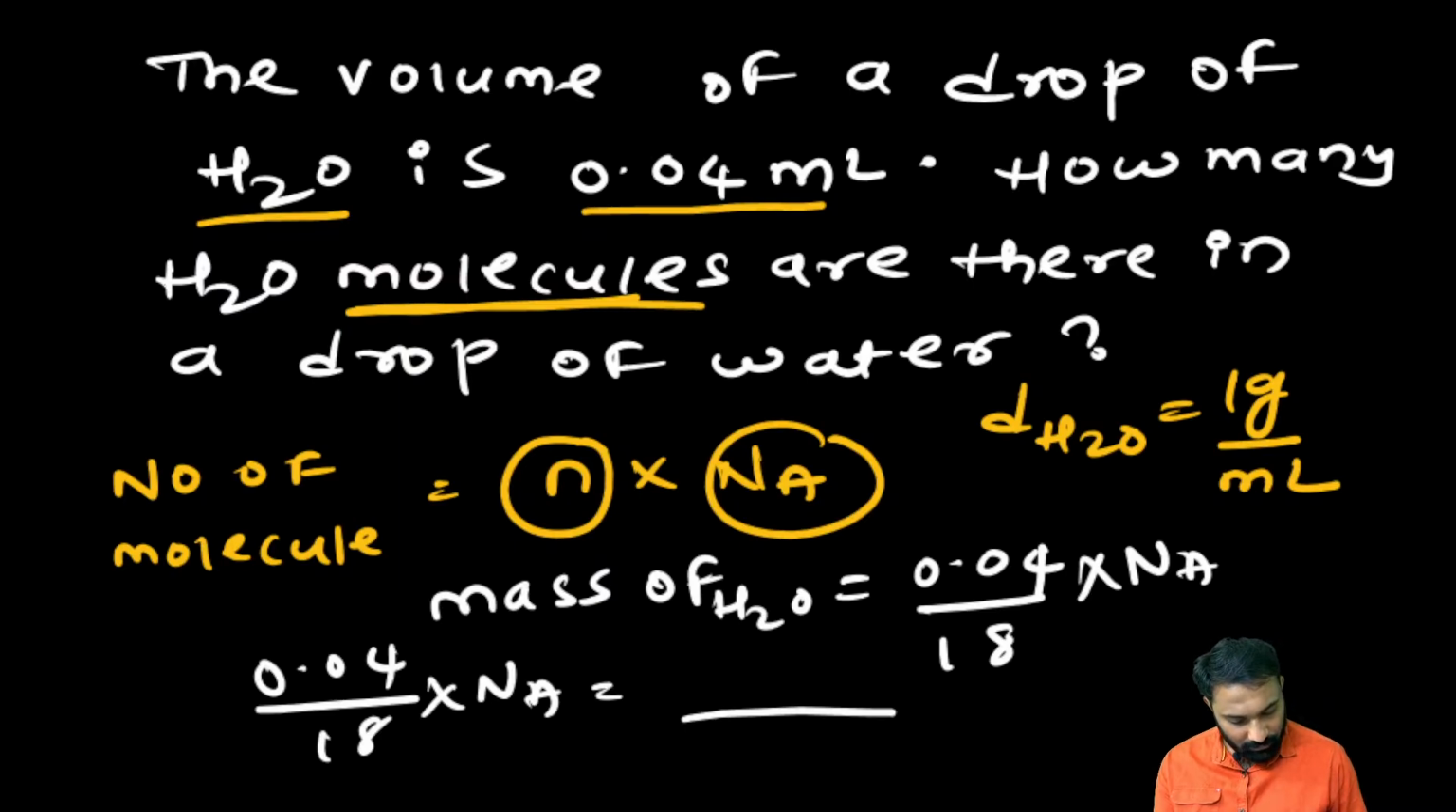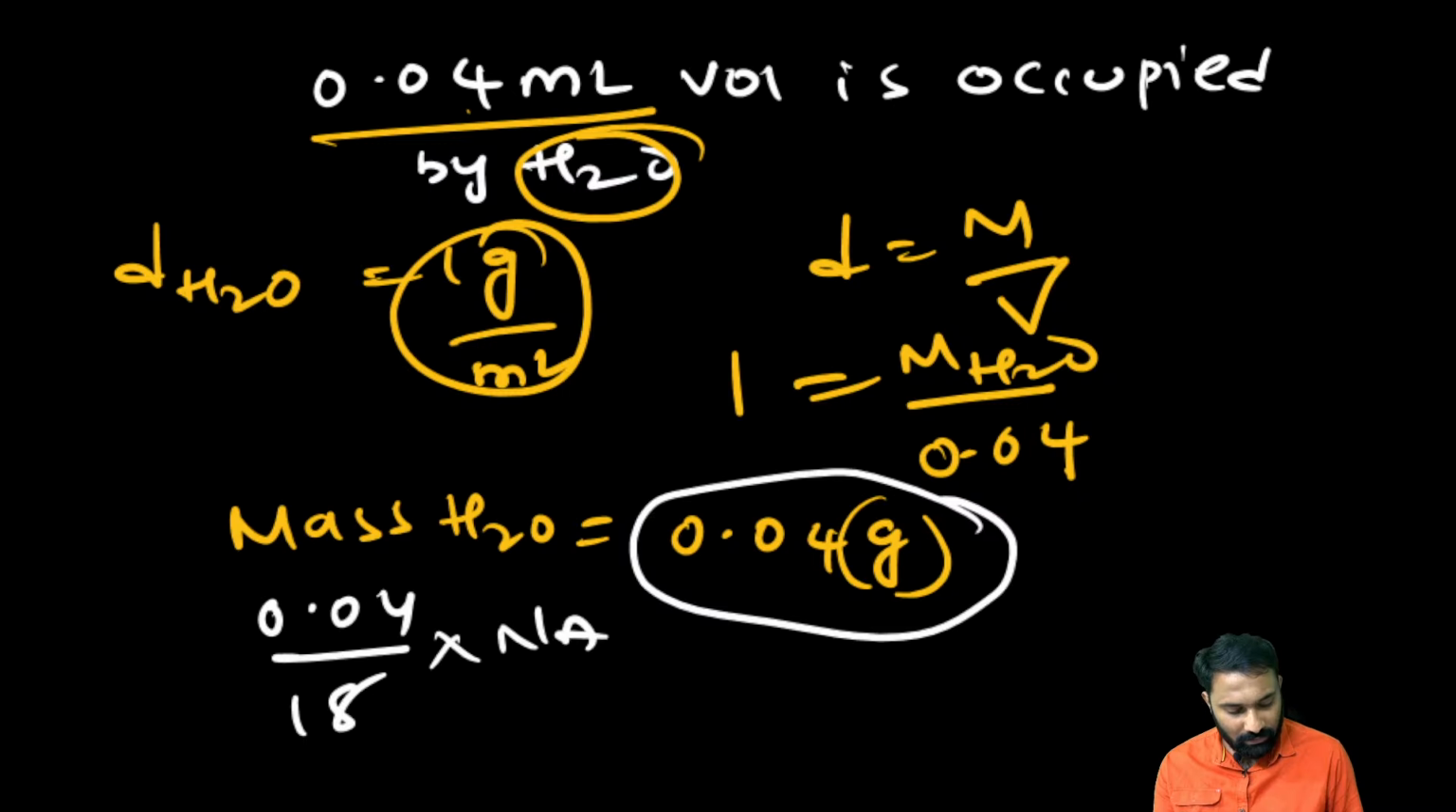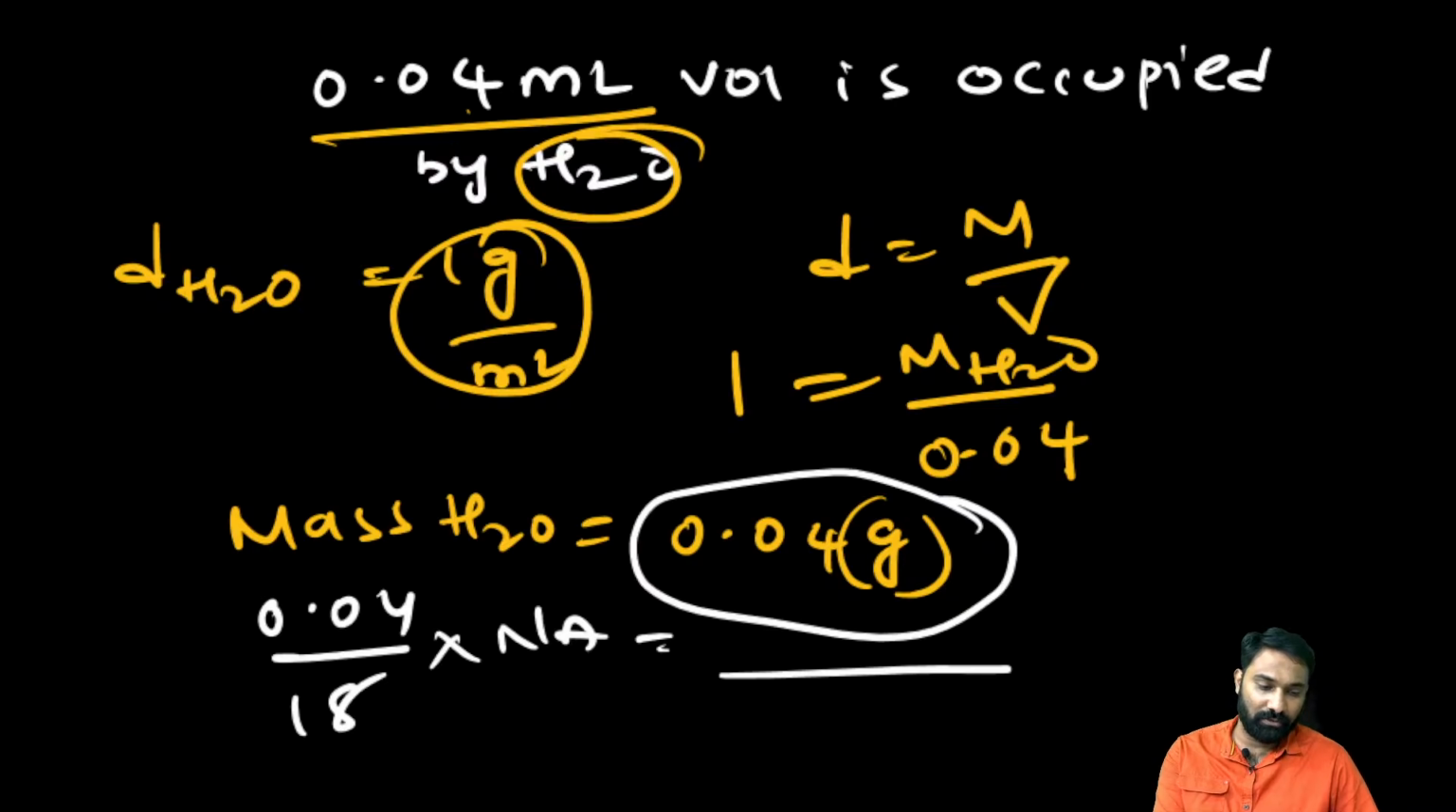So we know the mass is 0.04. Number of moles formula: 0.04 by 18 into Na. That will give you the answer. I hope it is clear for everyone. Should I move to the next question?